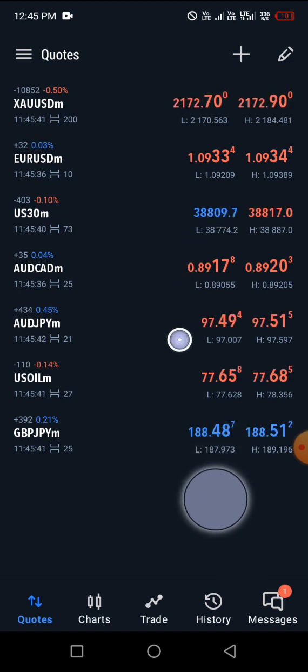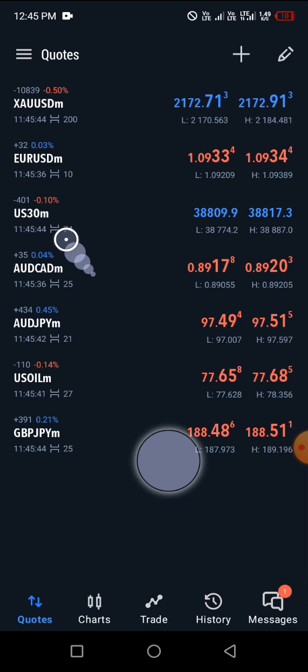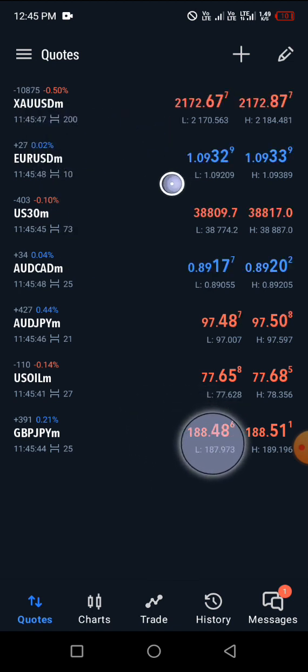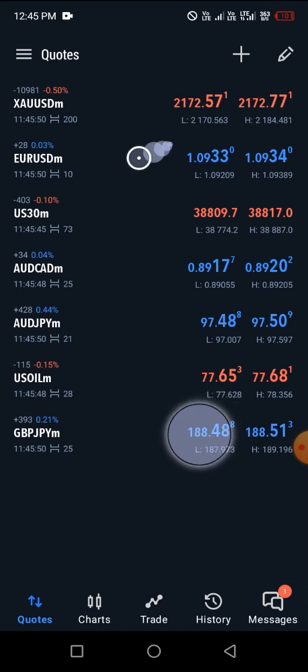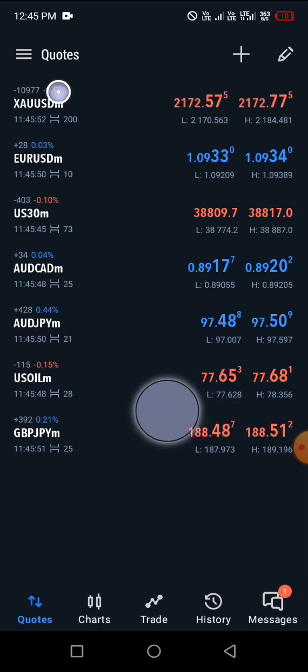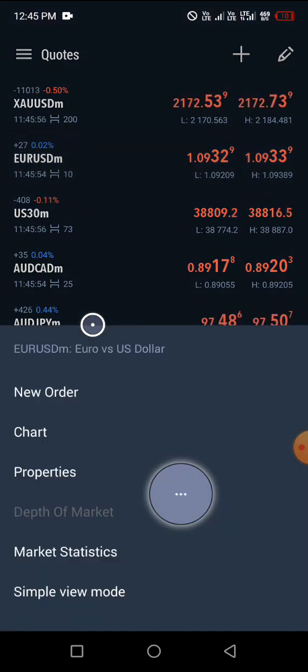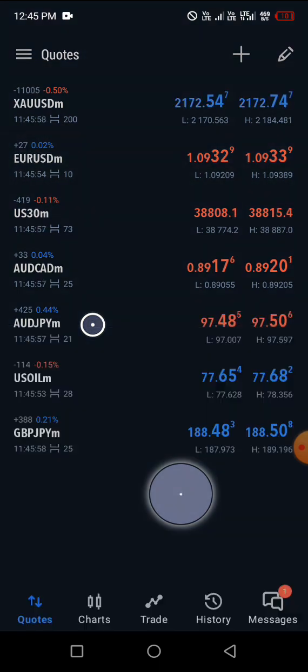So now let's look at how to calculate pips on different instruments. We're going to take the example of the EUR/USD, which is the first of the currency pairs. After the EUR/USD, we'll look at how to calculate pips in gold. So let's look at the EUR/USD, for example. We're going to open our chart here.